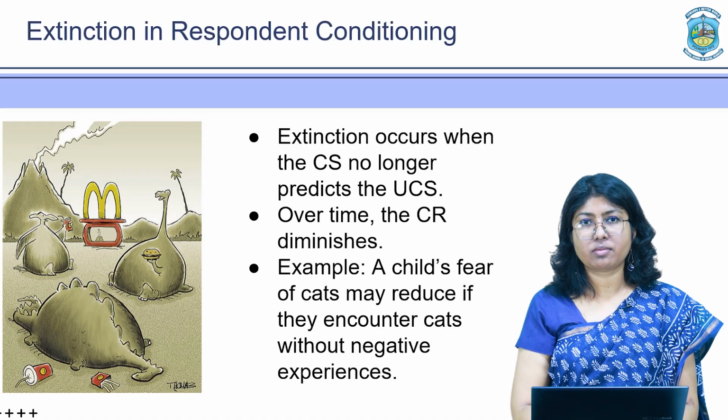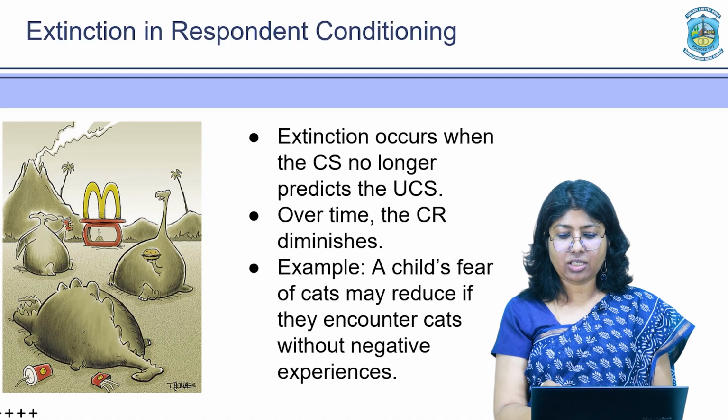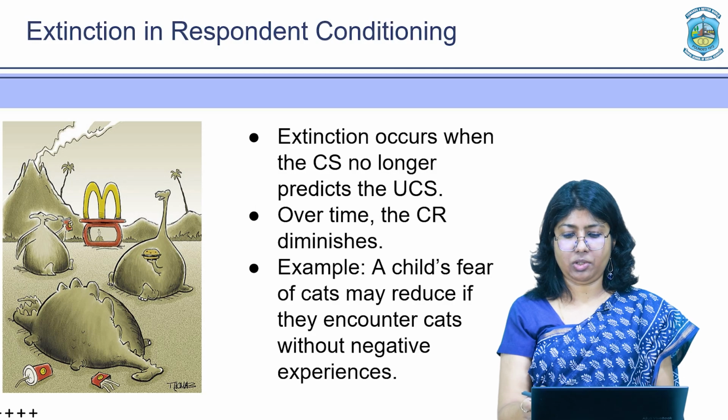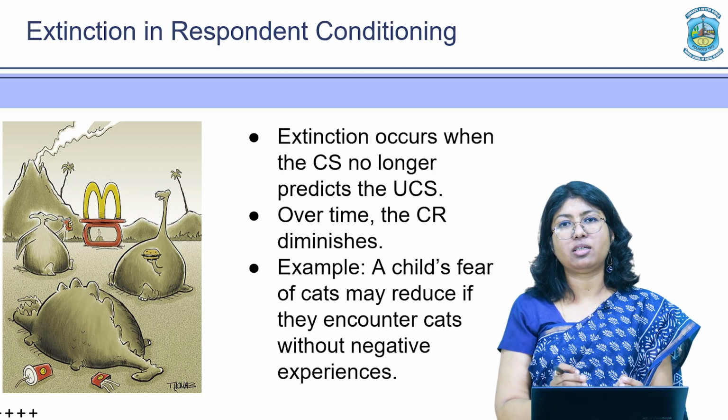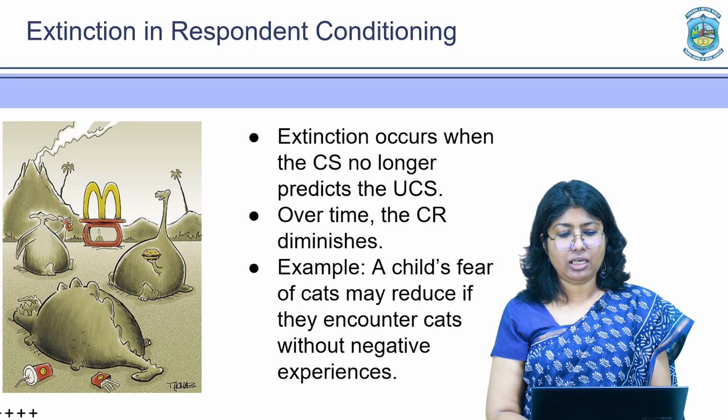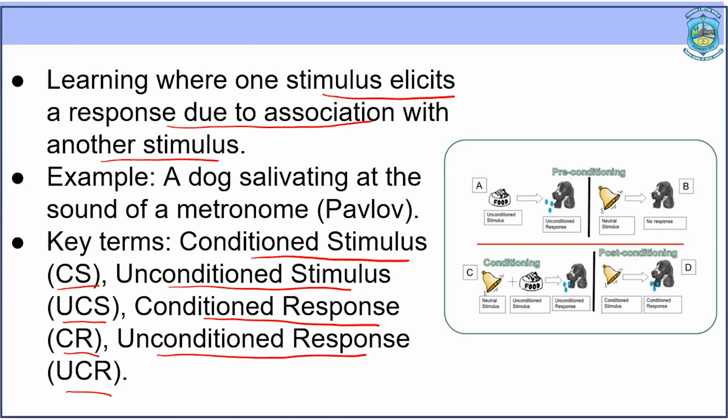Extinction happens. Now, what is extinction? Extinction happens when the conditioned stimulus no longer predicts the unconditioned stimulus. So when you try to break the relation between the conditioned stimulus and the unconditioned stimulus, in that case extinction will happen. In this case, eventually if you just ring the bell and the dog starts salivating, over a due course of time the dog will understand that just by ringing the bell there is no food which is provided. So what is happening? The dog will stop salivating in case you are just ringing the bell. This is what is extinction.